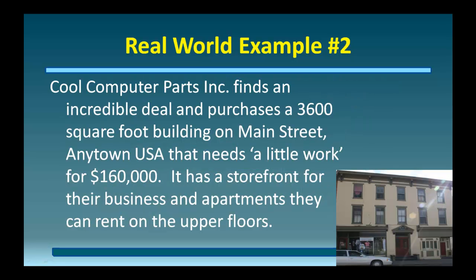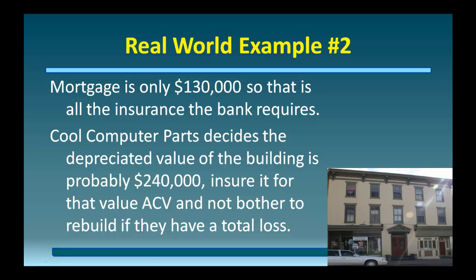Real-world example number 2: Cool Computer Parts Incorporated finds an incredible deal and purchases a 3,600 square foot building on Main Street, Anytown, USA that needs a little work for $160,000. It has a storefront for their business and apartments they can rent in the upper floors. The mortgage is only $130,000, so of course that's all the bank is going to require. Cool Computer Parts decides that the depreciated value of this building is probably $240,000, so they insure it for that value, ACV, and are not going to be bothered to rebuild it if they have a total loss. The problem is what happens during a partial loss.